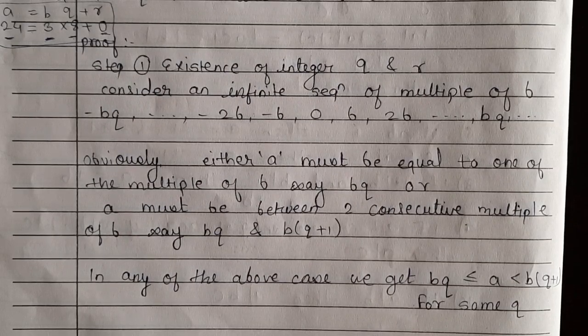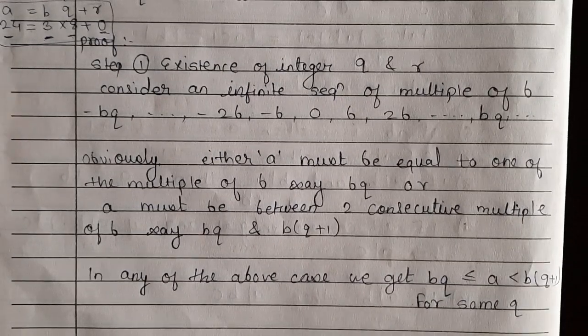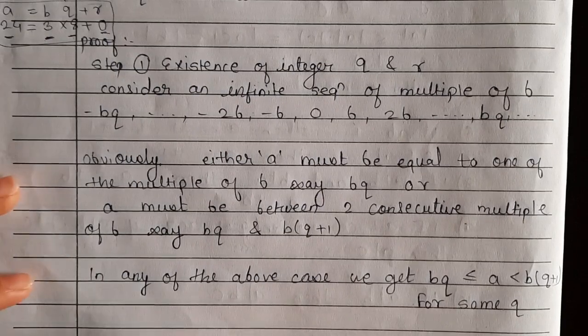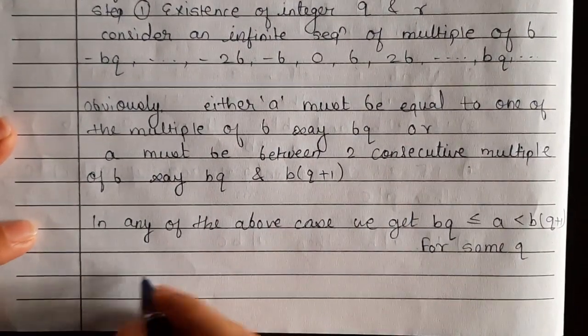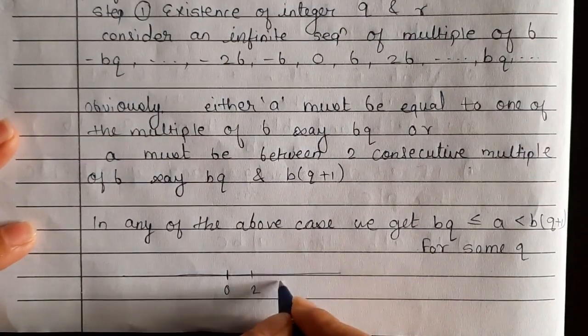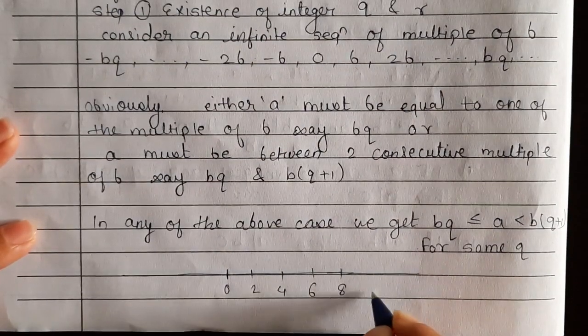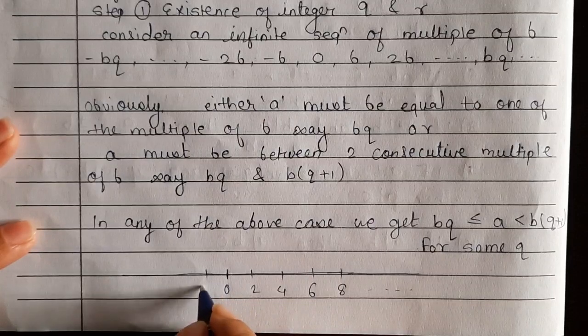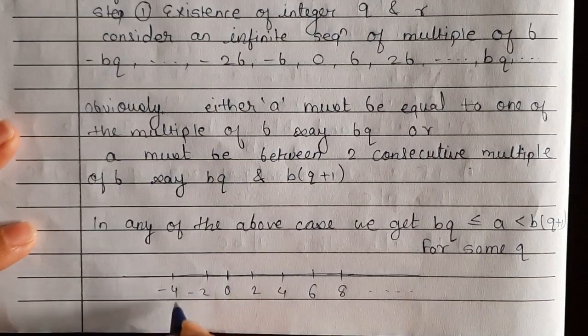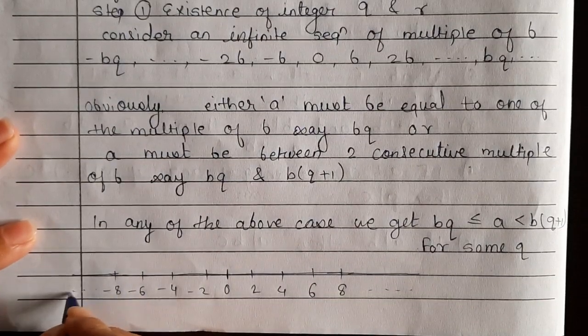Suppose I took an infinite series of multiples of 2. So how will I write that? Suppose this is your real line. Here is 0, 2, 4, 6, 8 and so on. For the left side we write minus 2, minus 4, minus 6, minus 8 and so on.